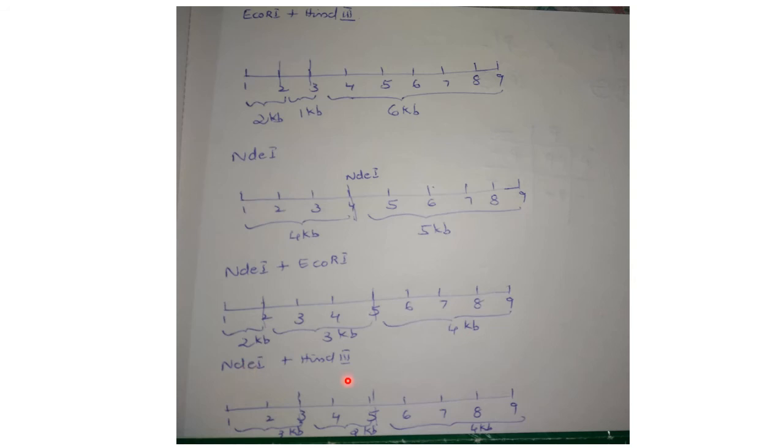Now NDE1 plus HIN3, we have to find out. We know HIN3 digests at around 3 and EcoR1 at 2. So you will get a 3 kb band, a 2 kb band and a 4 kb band. So the last 3 options are correct.